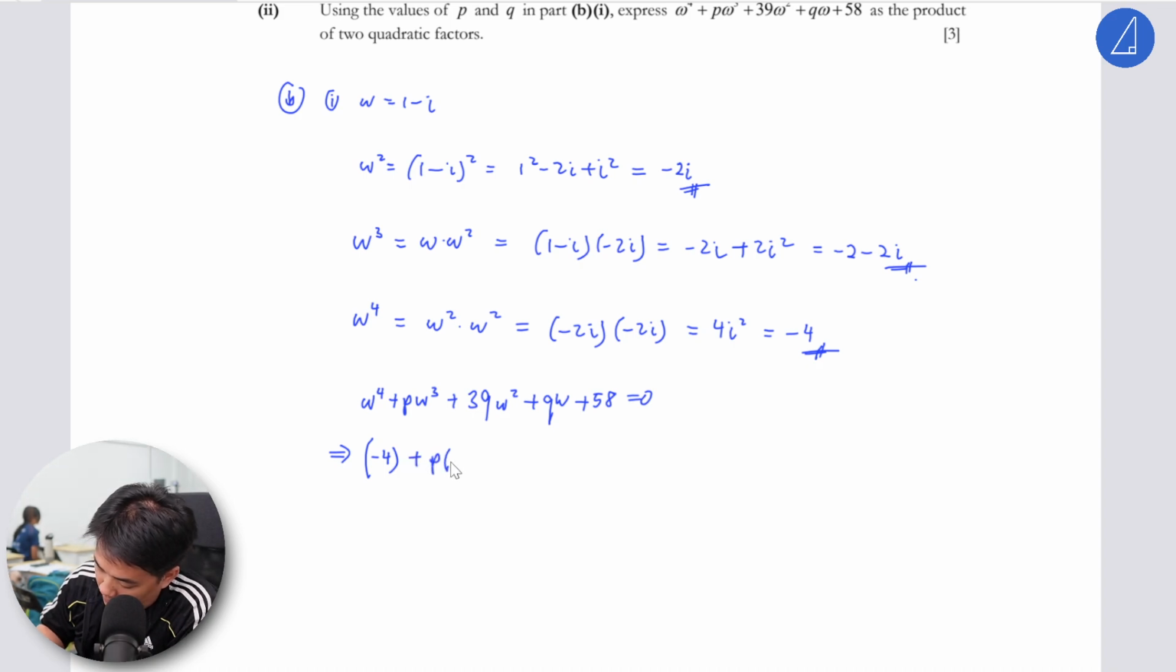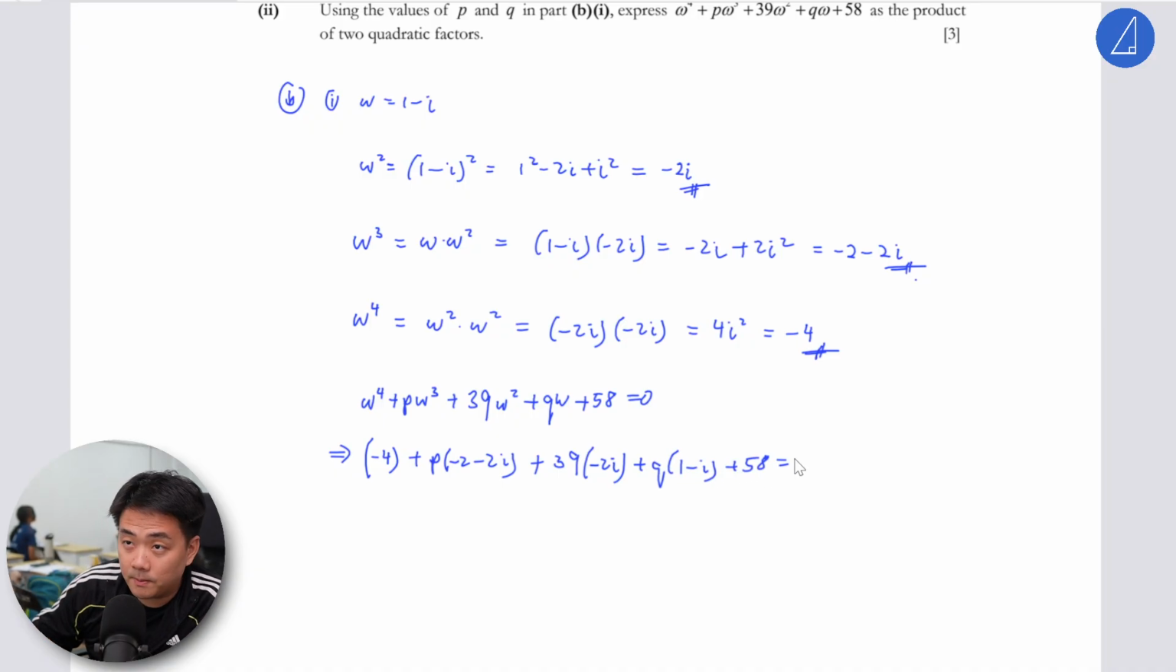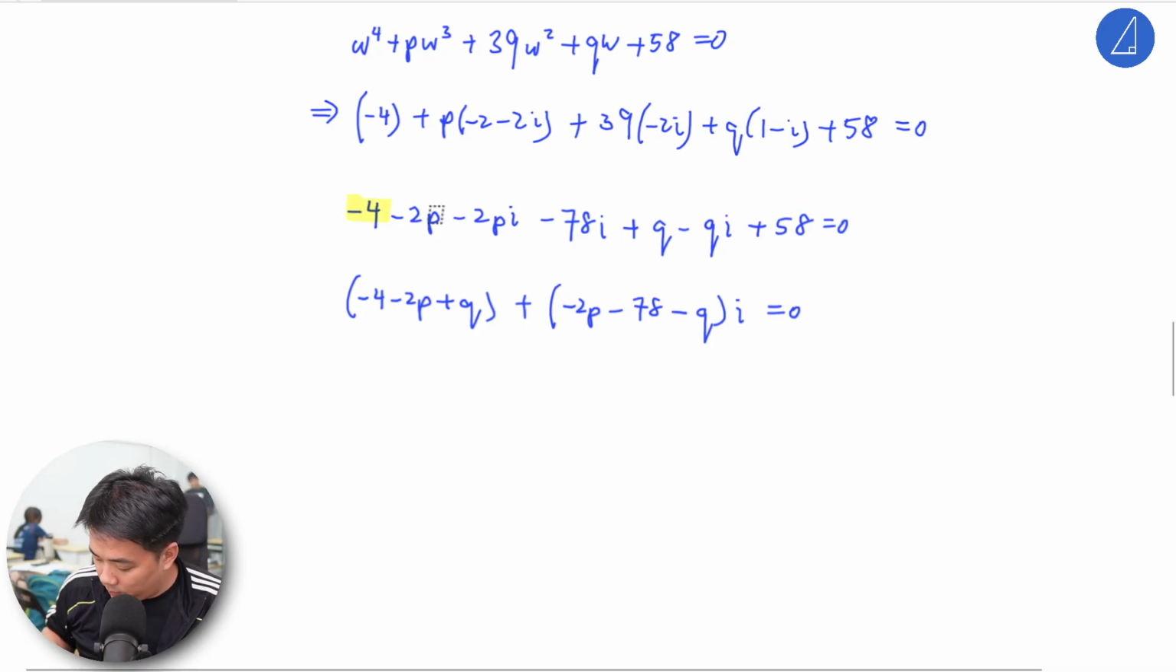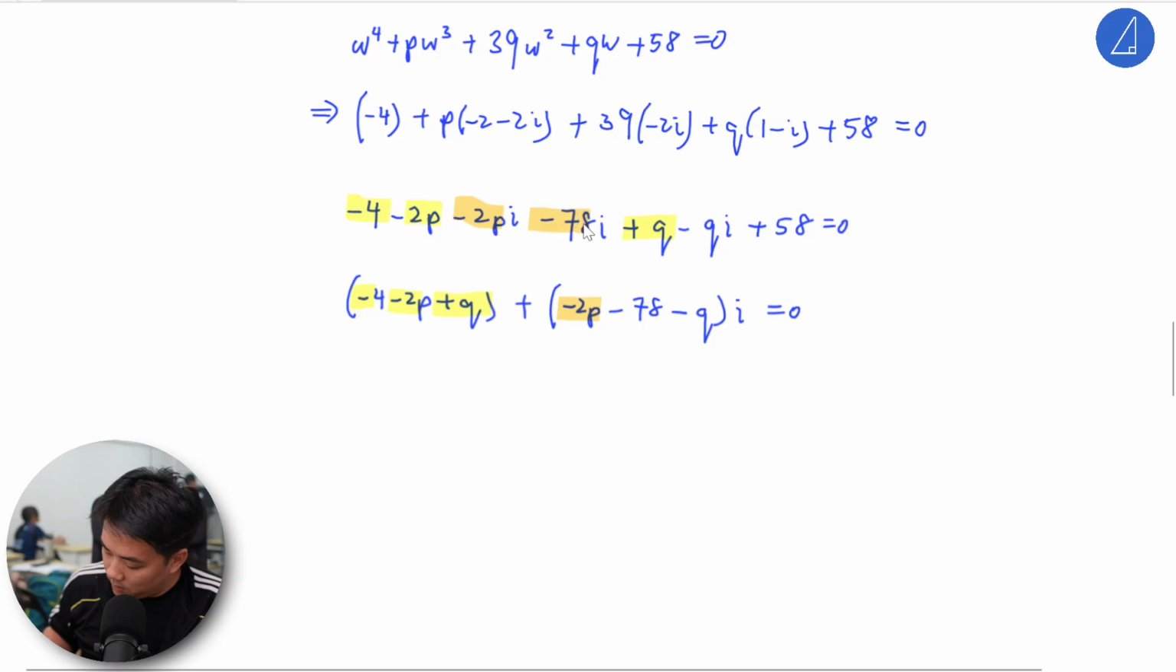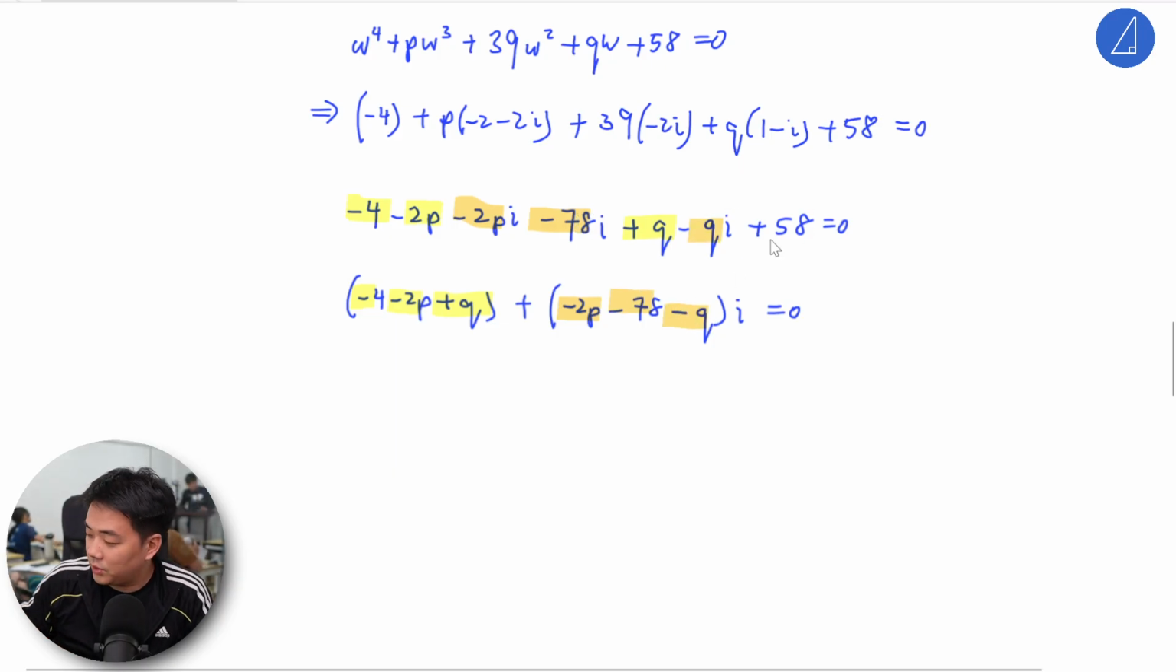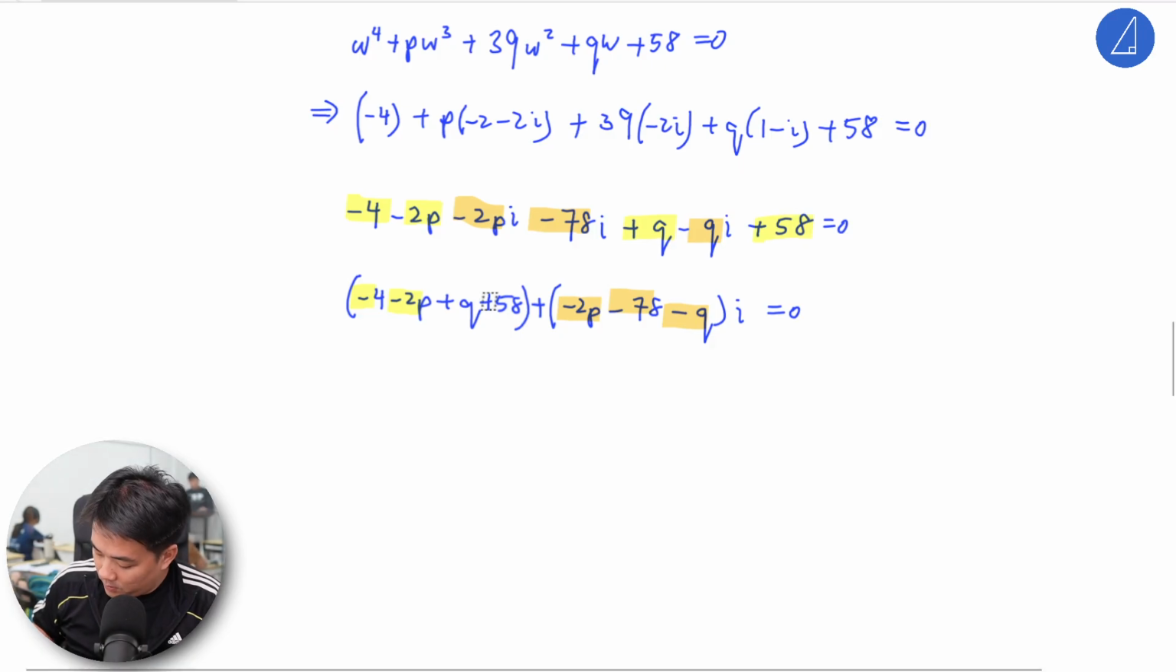So w to the fourth is negative 4. w cubed will be minus 2 minus 2i, plus 39. w squared is negative 2i plus q. w is just 1 minus i plus 58. Then just expand and compare real and imaginary parts. The next step is to group the real part to one side and the imaginary part to the other, so they can start comparing. Oh, there's a 58. That is always good to check.